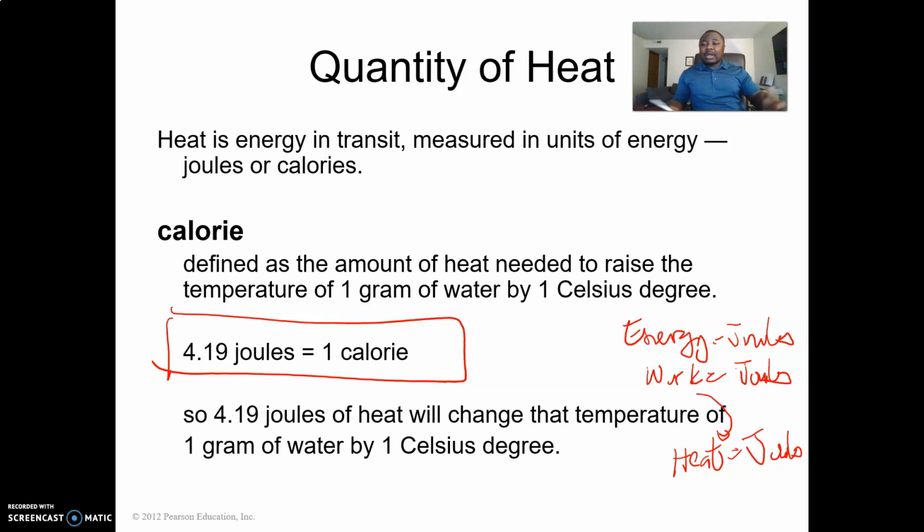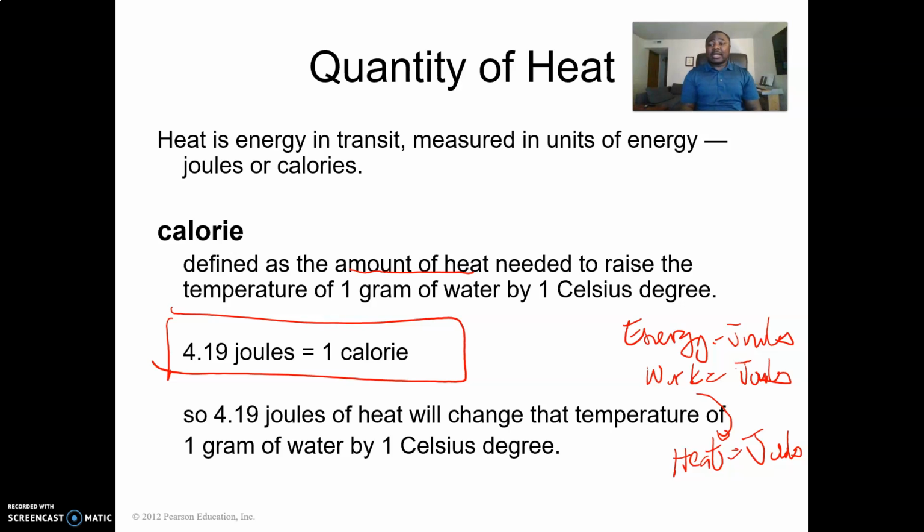And another unit that we can use is the calorie. We have a relationship here between the joules and the calorie. 4.19 joules is the same as 1 calorie. And what do we define a calorie to be? We say that a calorie is defined as the amount of heat that is needed to raise the temperature of 1 gram of water by 1 Celsius degree. That's basically what 1 calorie is.